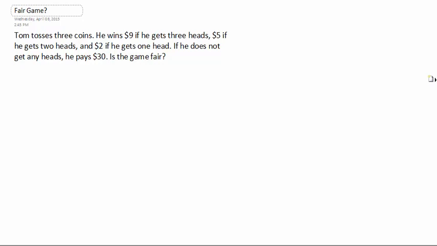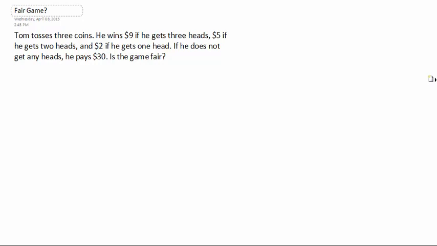New problem. We're going to play a game. Tom tosses 3 coins. He wins $9 if he gets 3 heads, $5 if he gets 2 heads, and $2 if he gets 1 head. If he gets 0 heads, he has to pay $30. Is this a fair game?